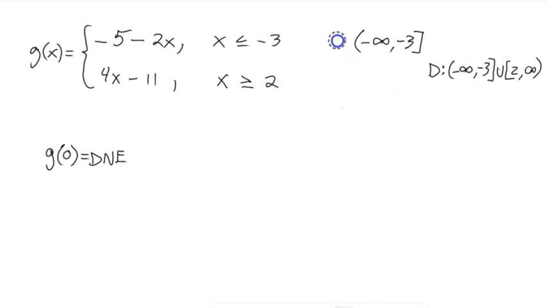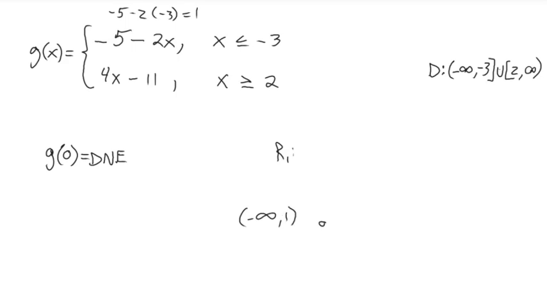Now let's identify the range of this piecewise function. To do that, we're going to identify the range of each piece. The range of piece 1, we're going to take negative 5 minus 2x, and we're going to plug in negative 3. If we plug in negative 3, we get negative 5 minus 2 times negative 3. Well, negative 2 times negative 3 is positive 6, and negative 5 plus 6 is 1, okay? And so we know that the range is either going to be negative infinity up to 1, or it's going to be 1 up to infinity.